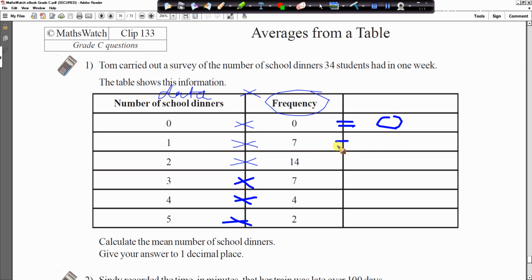1 times by 7 is 7. 2 times by 14 is 28. 3 times by 7 is 21. 4 times by 4 is 16. And 5 times by 2 is 10. Okay.